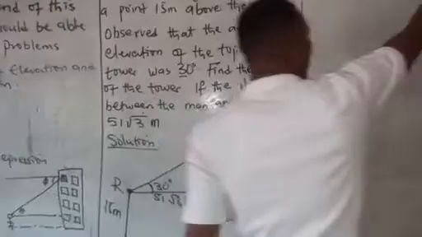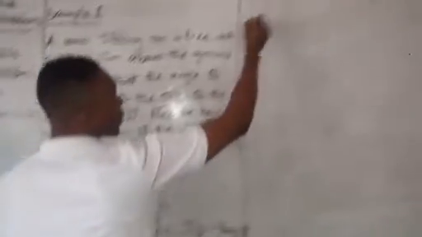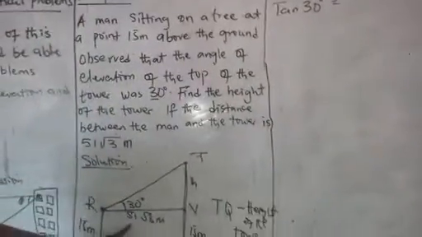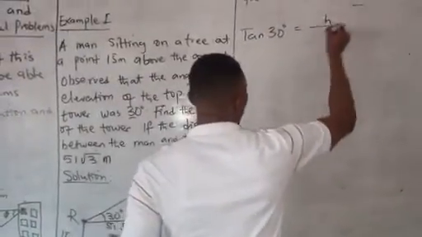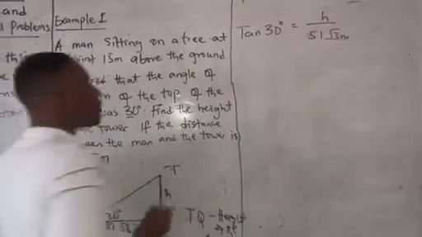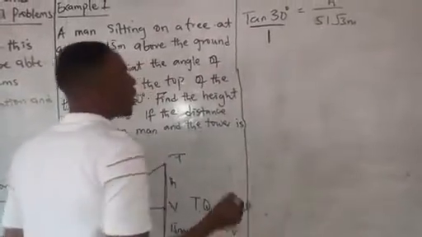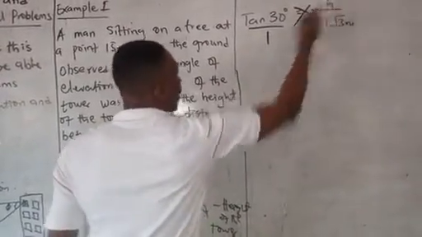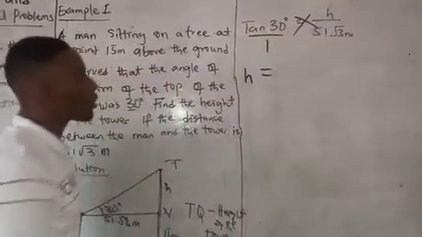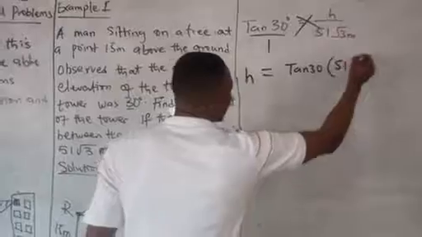So which one will go? Tan. Therefore, tan is opposite over adjacent. So we now say tan 30 degrees is equal to opposite over adjacent, that is small h over 51√3 meters. Now, if we cross multiply, you will see that h times 1 gives you h equal to tan 30 multiplied by 51√3. So that will give you tan 30 bracket 51√3.